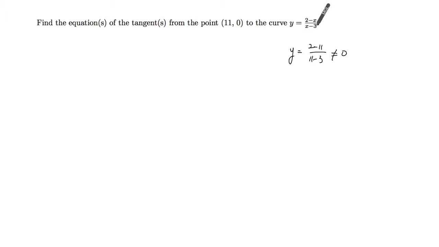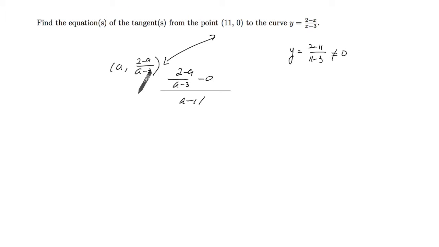You have to get an expression for a point on this curve. So if it was a, where the tangent is passing through, for x, the y will be 2 minus a over a minus 3. So the slope between these two will have an expression of the delta y, so 2 minus a over a minus 3 minus 0, over a minus 11. Okay, this is the slope.